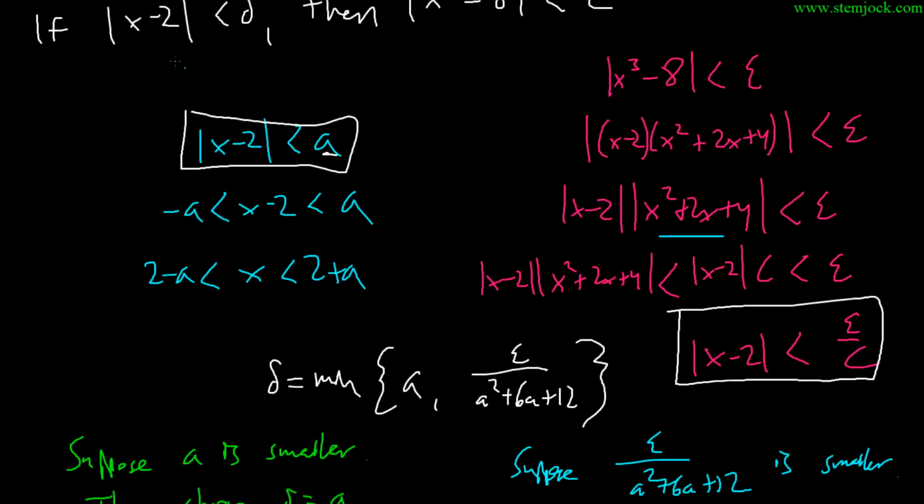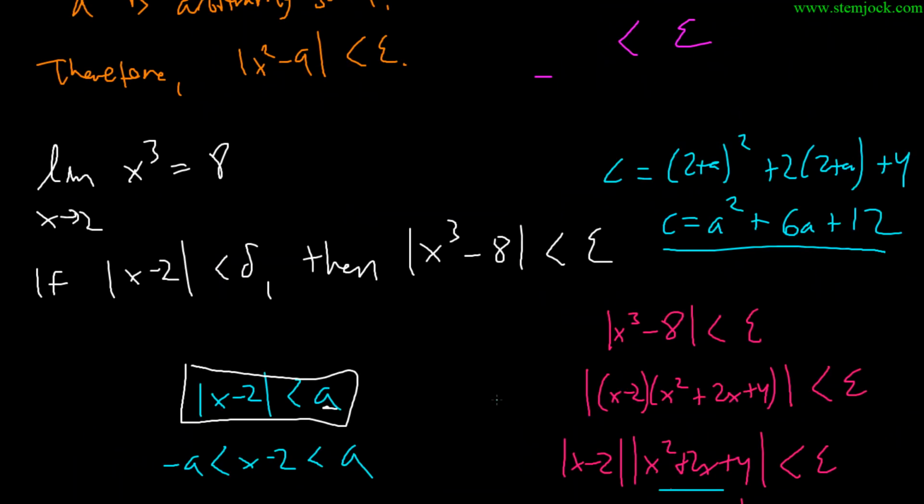I have shown that the if-then statement is true for both values of delta, and therefore this limit has been proven using the precise definition of a limit.